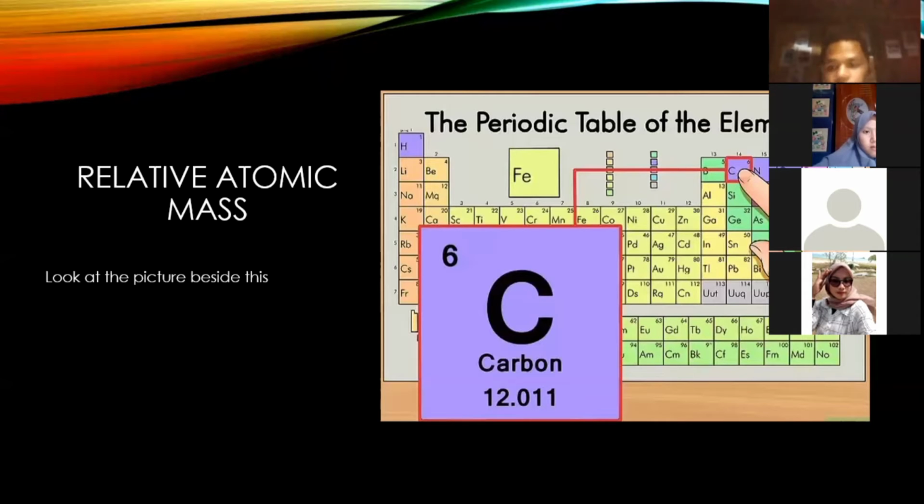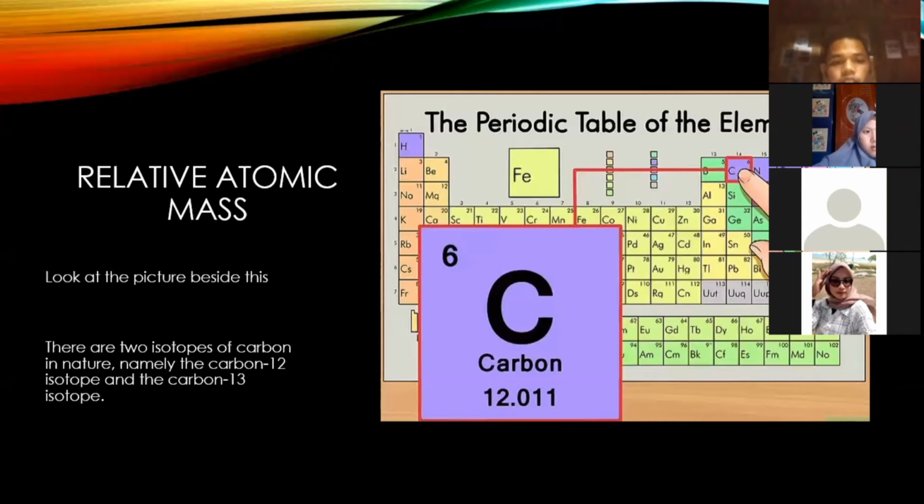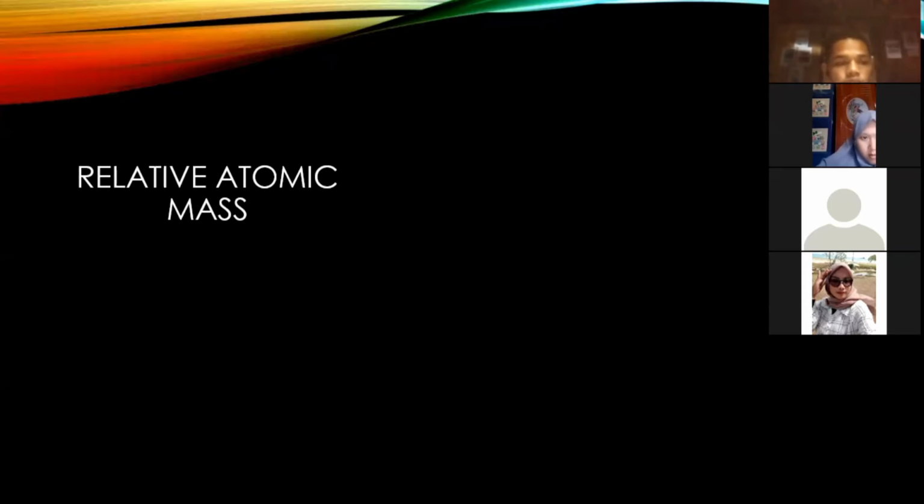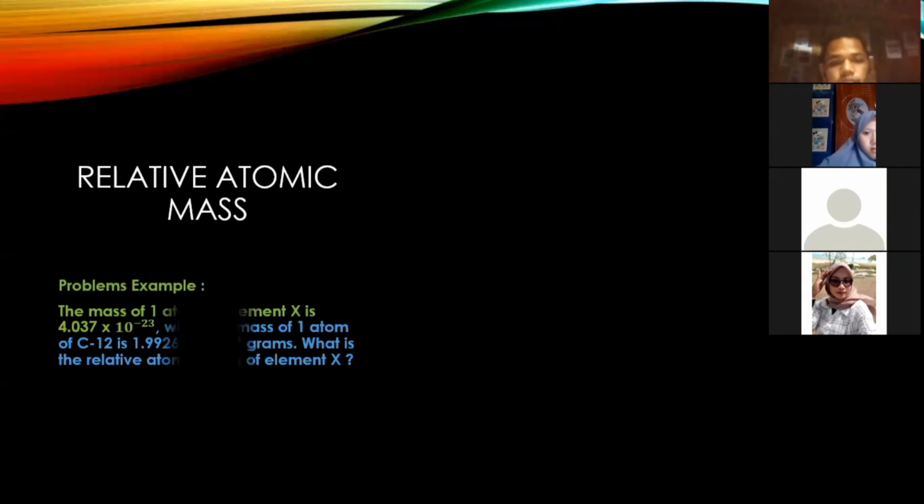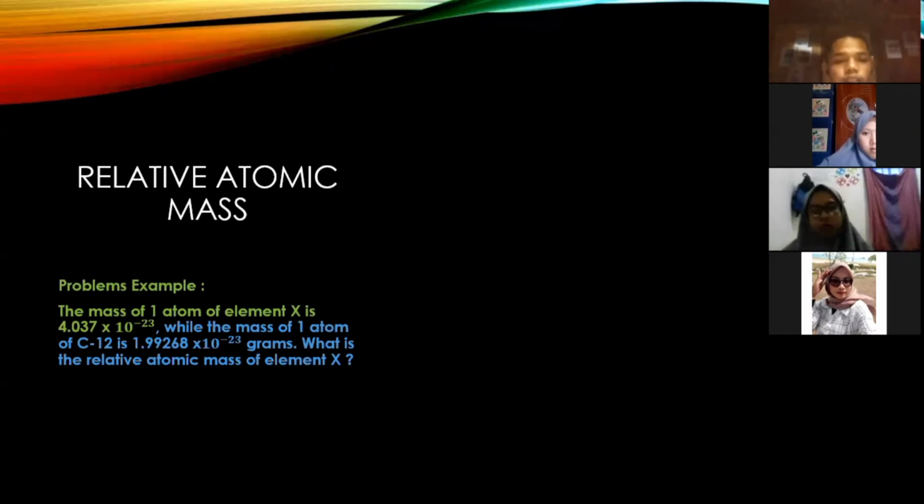Okay, 4 minutes. Now, there are two isotopes of carbon in nature, namely the carbon-12 isotope and the carbon-13 isotope. Relative atomic mass problem example: the mass of one atom of element X is given, while the mass of one atom of carbon-12 is given. What is the relative atomic mass?